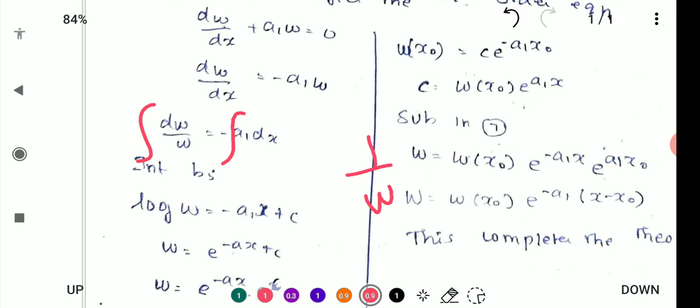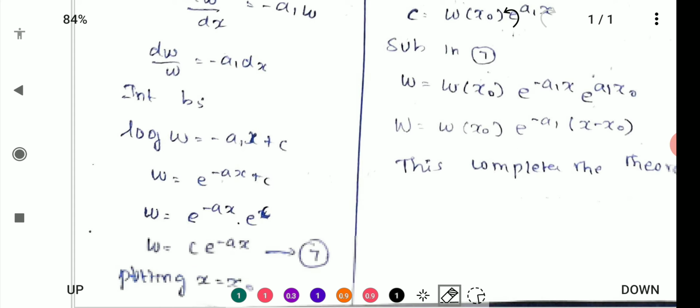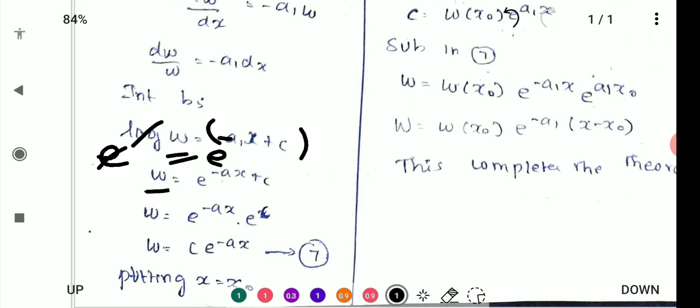We know that integrating 1 by w, we will be getting log w. So log w is equal to minus a1, integrating dx, we will be getting x plus c. Then I need to get w, right? So I am taking exponential on both sides. So what I will be getting is e and log will be cancelled. So w is equal to e power minus a1x plus c.